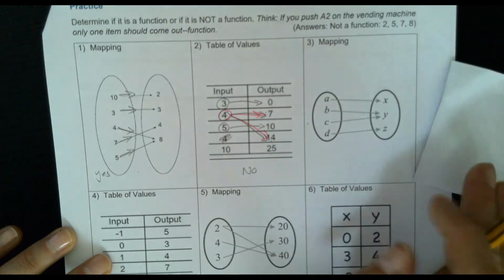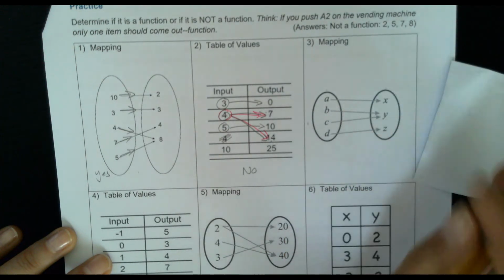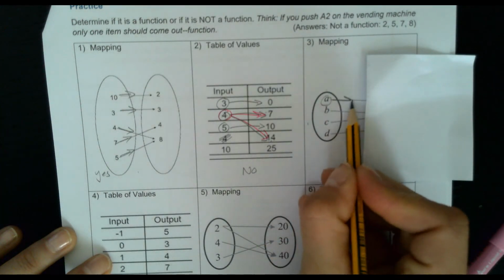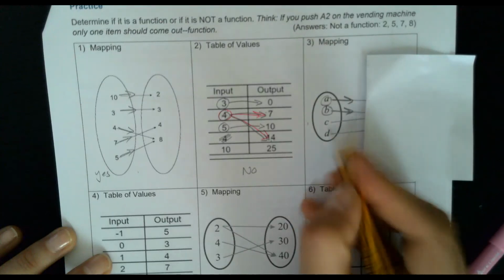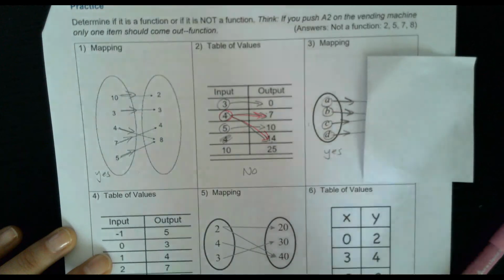Let's look at this one. They both point to the y. I get a little confused and I just go, oh, don't look at that. I push A, one thing comes out. B, one thing comes out. C, one thing, one thing. That means yes, it's a function.